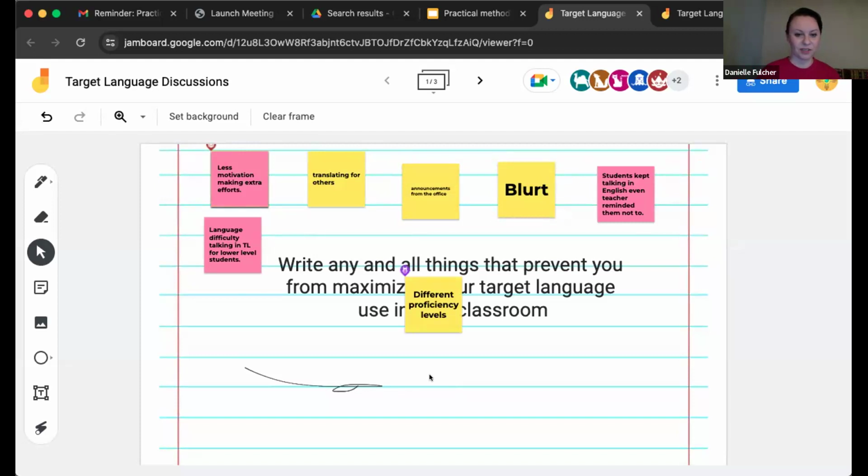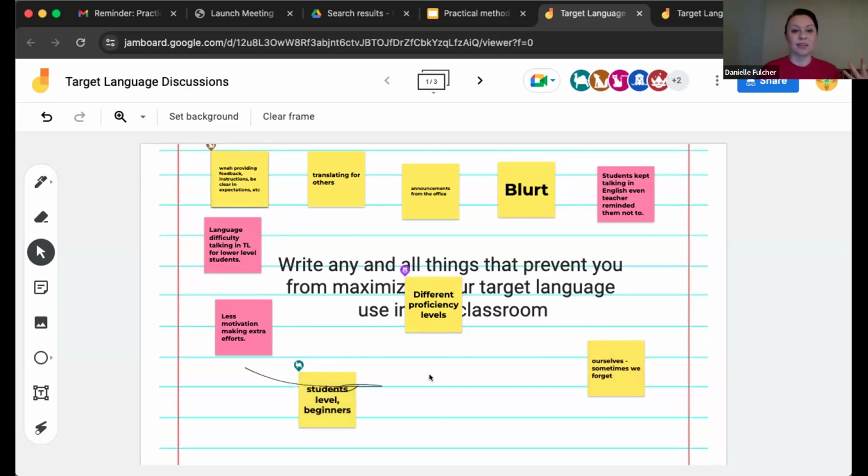Different proficiency levels, yes, especially when they happen to be in the same class. Some students are higher ability, others will just be here for the credits. Sometimes we're not up to speed. Sometimes, things happen in daily lives and we're not feeling it. Giving feedback to our students is an important part of our job, and we can't always give them that in the target language because it defeats the purpose. Being clear in the expectations as well, especially when we're setting up our classrooms at the beginning of the year or beginning of the term, it's not always possible.